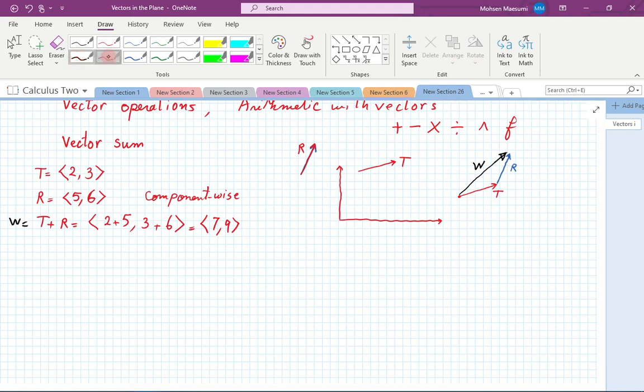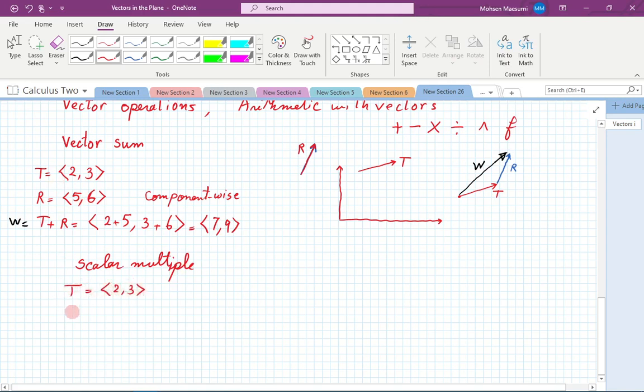Next operation that we have in mind is the so-called scalar multiple. Suppose I want to talk about 4t. Remember, t up there was 2 and 3. And who is 4t? Well, 4 times each component. So 4 times 2 and 4 times 3. As simple as that. So that's 8 and 12.